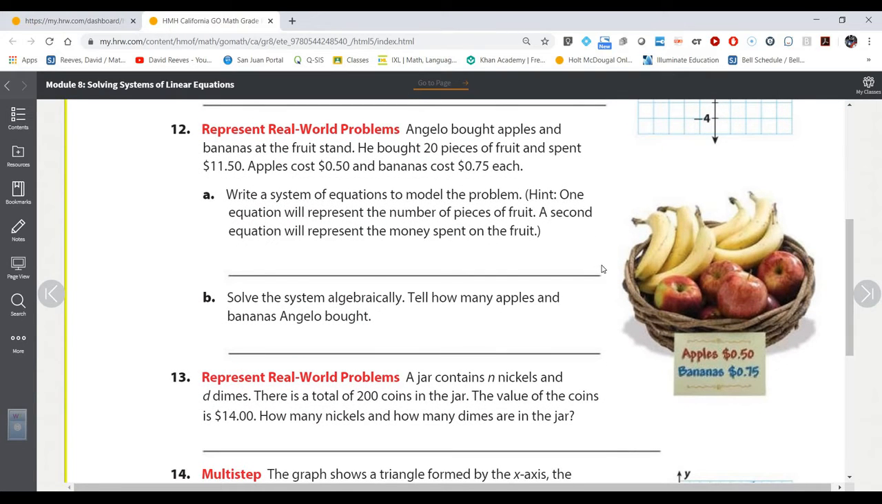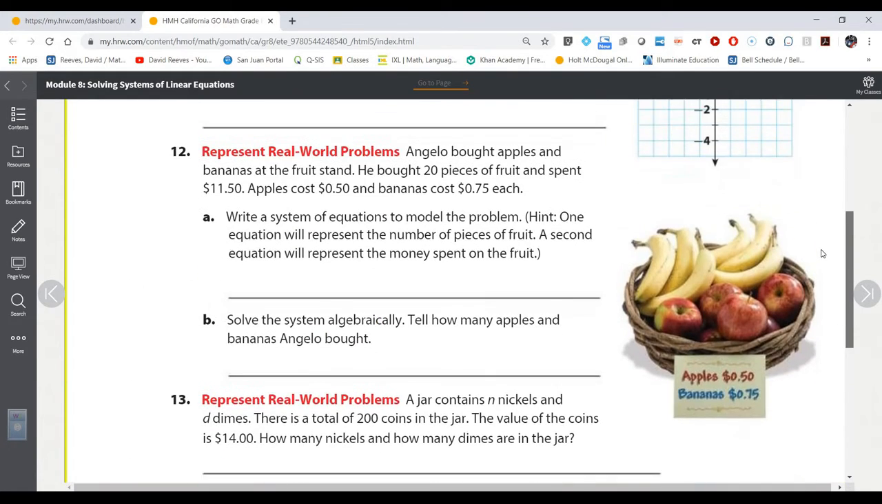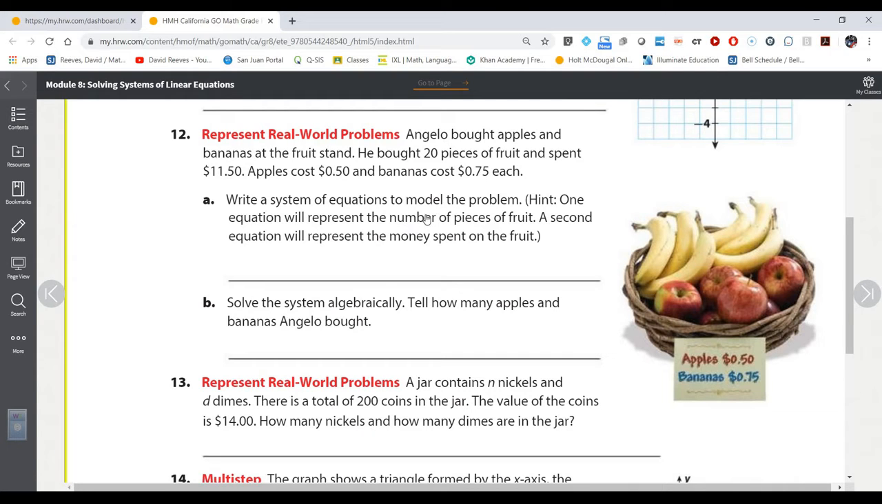We're going to go ahead and start with this problem right here. If you have your book out and you wanted to follow along, we're on page 243, and this is problem number 12. It says Angelo bought apples and bananas at the fruit stand. He bought 20 pieces of fruit and spent $11.50. Apples cost 50 cents and bananas cost 75 cents each. All right, so we're going to be writing a system and then using that system to try to find how many apples and how many bananas that he bought.